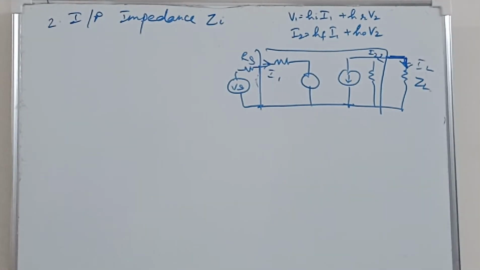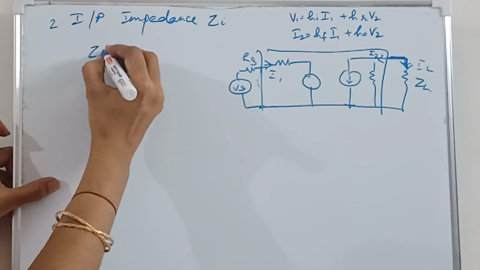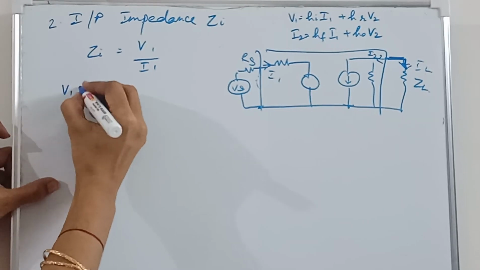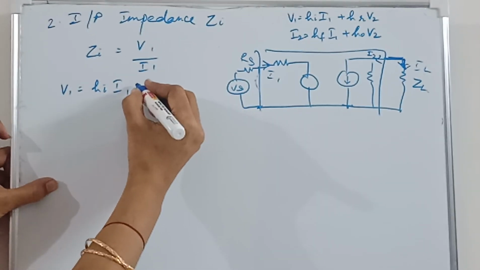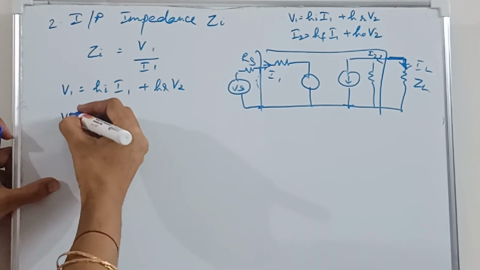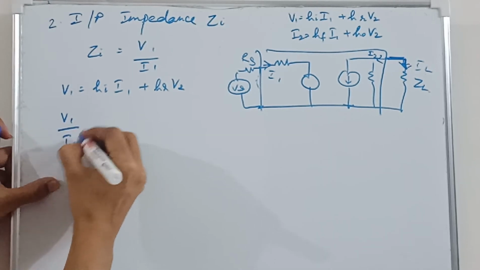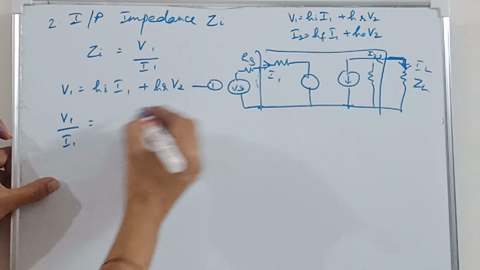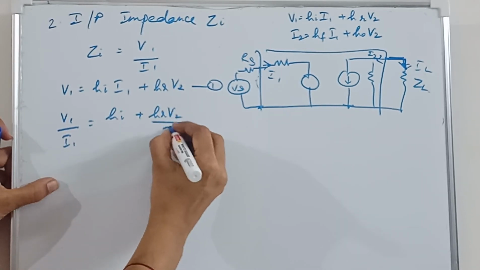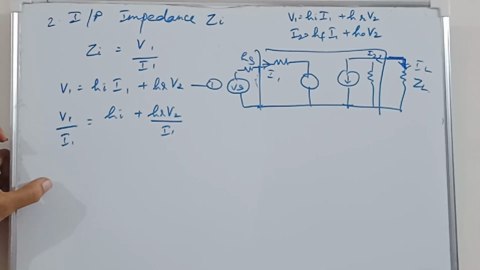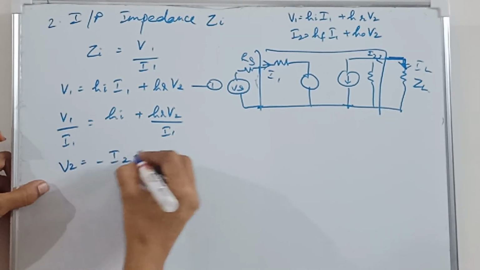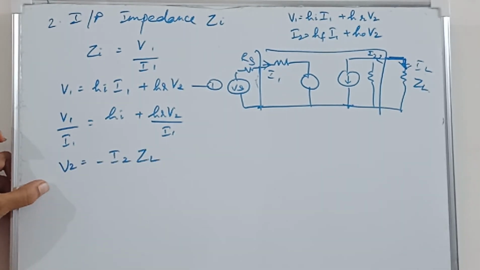The next parameter is input impedance Zi. Input impedance is nothing but V1 by I1, and our V1 equation is V1 is equal to Hi into I1 plus Hr into V2. So V1 by I1 will be, if you divide this equation by I1, Hi plus Hr into V2 by I1. But we know that V2 is equal to minus I2 into ZL.